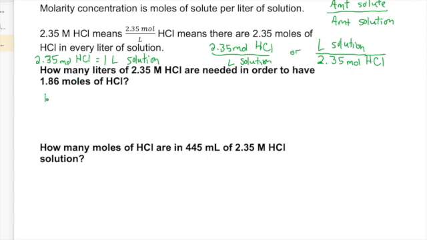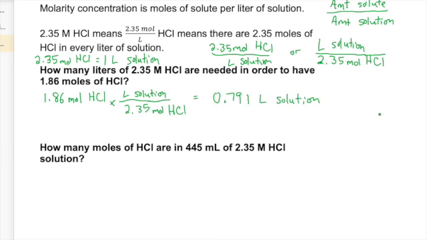Okay, this time we know the amount of solute that we want. We want 1.86 moles of hydrochloric acid. So the conversion factor we need is the second one over here. And the amount that we come out with is 0.791 liters of solution. And that makes sense because if we had a whole liter of solution, we would have 2.35 moles, and we want a little bit less than that.